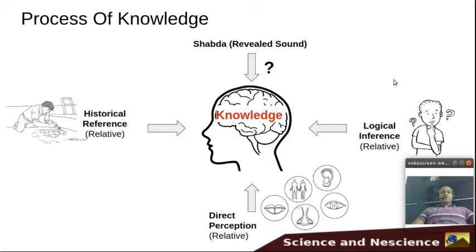a historical knowledge. So all of these processes, direct perception, logical inference, and historical reference, they are relative in the sense that they give you only relative knowledge. They cannot give you absolute knowledge, because we are living in a relative world. And if we use anything from this world, it is going to give you relative information, relative knowledge.